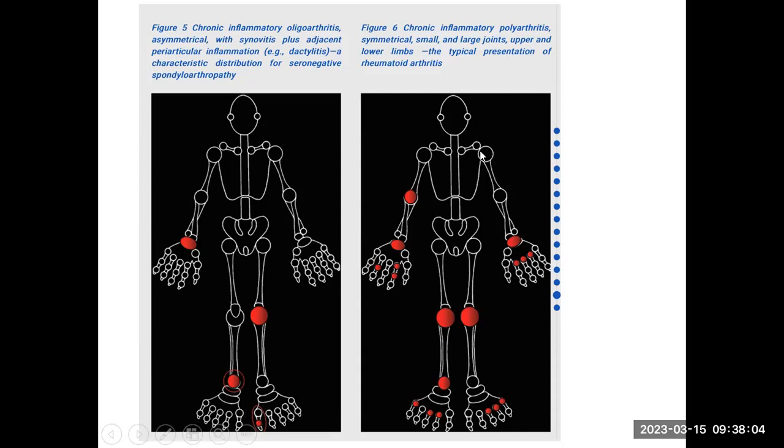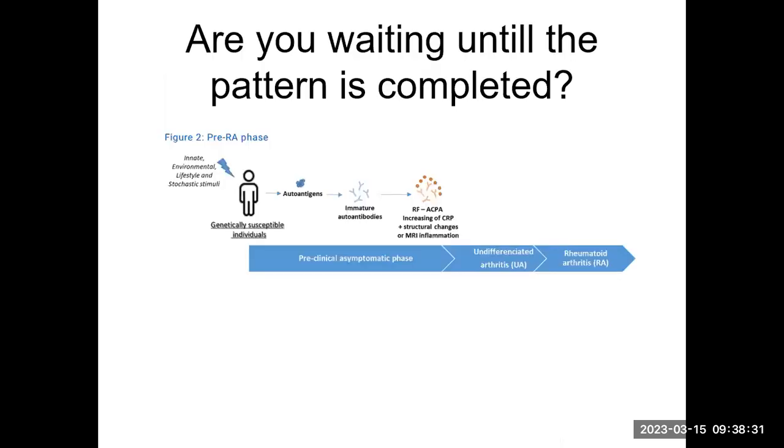So this is rheumatoid, chronic inflammatory polyarthritis, symmetrical. This side MCP, this side MCP, bilateral knees, and MTPs, right? It's true there is asymmetrical involvement as well, but there is significant symmetry in the other joints. So small joint involvement. This is the typical presentation of rheumatoid arthritis. So diagnosis is easy.